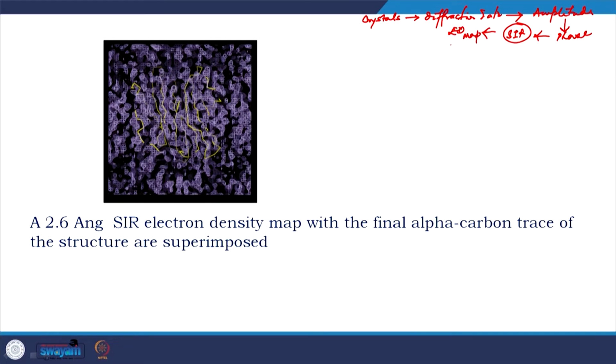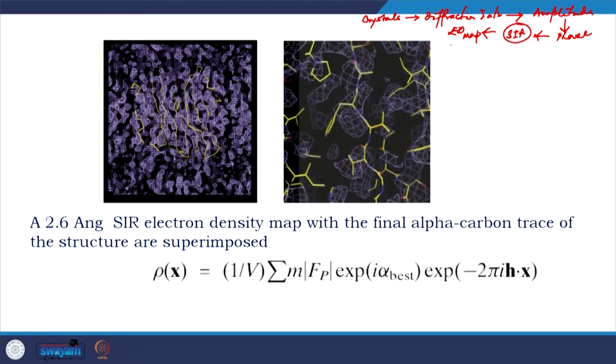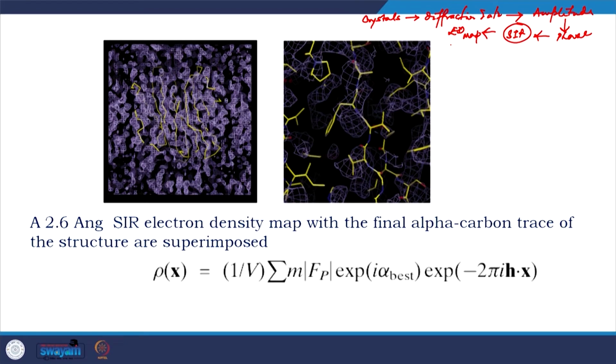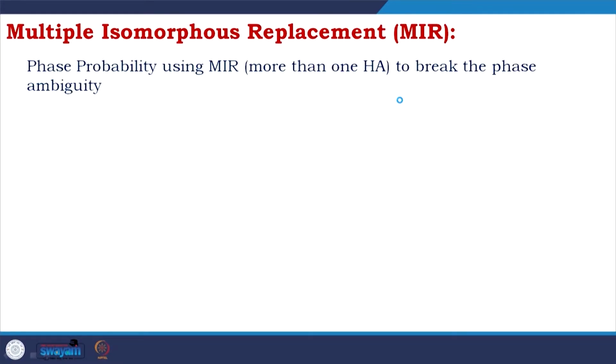right. This is a 2.6 angstrom resolution density map, and this is a small part of that where the final structure is superimposed. So, here you see the alpha carbon trace, here in a zoomed one you see the side chains included here. So, can we improve them?